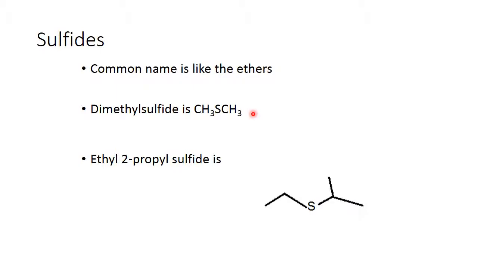Sulfides are named just like the ethers, and we're just going to look at the common names. So for the common names, you just name the 2 alkyl groups and then you end with sulfide, just like the alkyl-alkyl ethers. So dimethyl sulfide is just a sulfur with 2 methyl groups on it. Right down here, we have 2 different groups. So we've got an ethyl group and an isopropyl or a 2-propyl group. So we can call this ethyl 2-propyl sulfide, or you could say ethyl isopropyl sulfide.